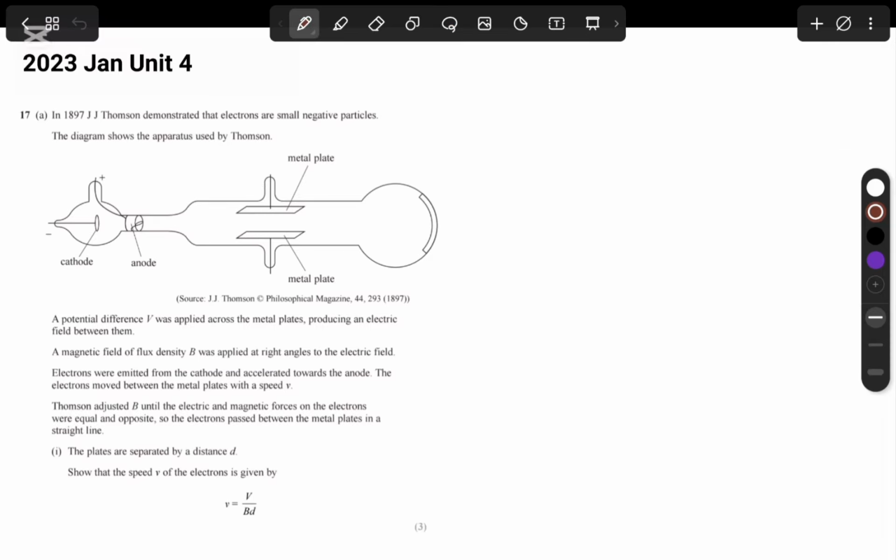So basically what we've got is the electron being accelerated through the anode. It's going to be released from the cathode through thermionic emission, and then the electron passes straight through, and we've got a magnetic force and an electric force that are acting on the electron, and the electron passes in a straight line. Because of this, we can say that the magnetic force is equal to the electric force.